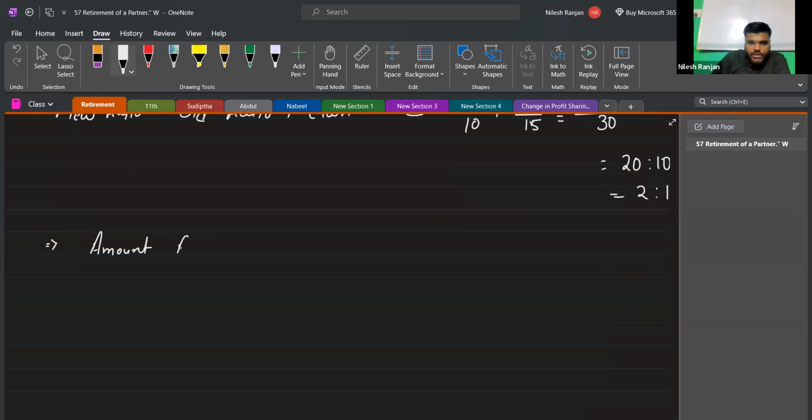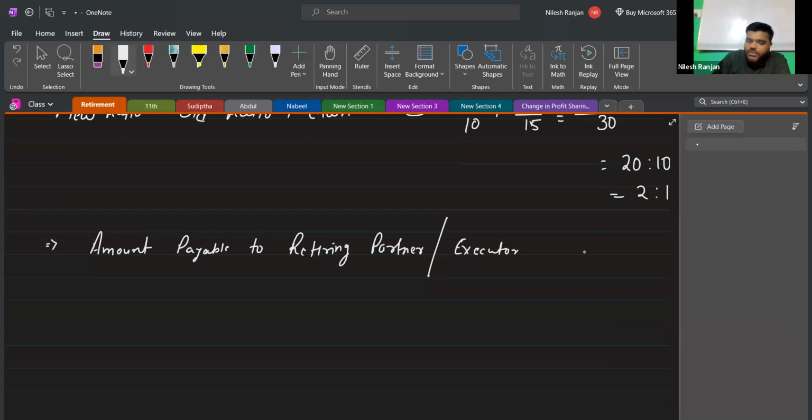Amount payable to retiring partner. Now there are two concepts: amount payable to a retiring partner, or amount payable to the executor of a deceased partner. These two concepts are the same. Executor of a deceased partner means when a partner dies, then we have to pay the amount to the legal representative of that deceased partner. Yes or no?